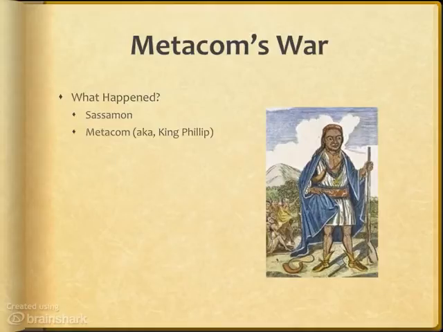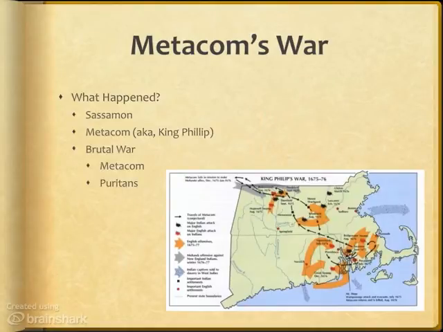To retaliate for the executions, Metacom, the leader of the Wampanoags, ordered a major attack on the Puritan settlements across New England. The Puritans called Metacom King Philip, hence this conflict is sometimes known as King Philip's War. Metacom actually nearly succeeded in destroying New England. He and his native allies attacked and burned towns throughout New England. His instructions were to burn every town and to kill all Englishmen.